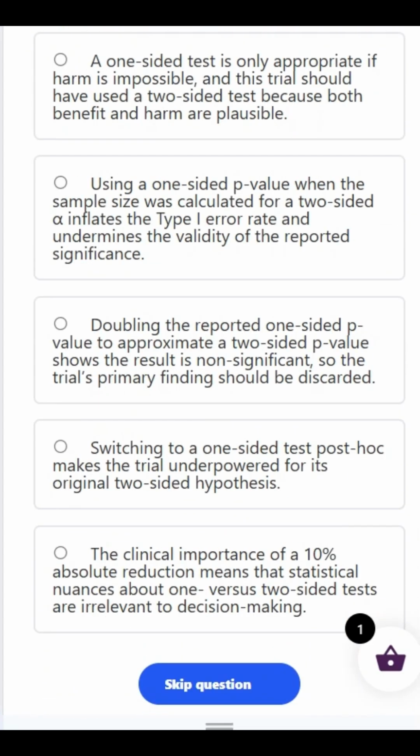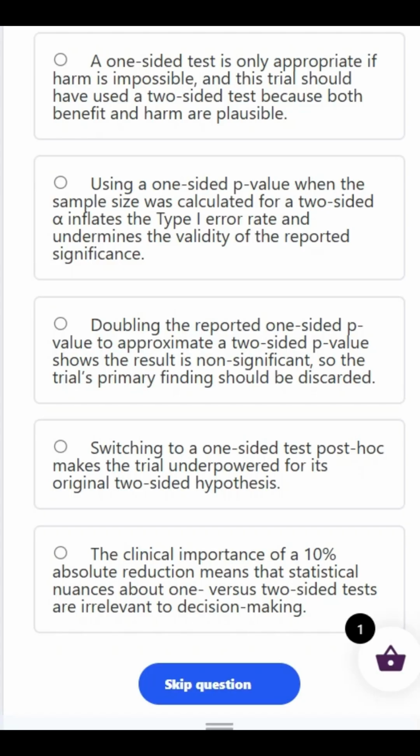Here are the options. A. A one-sided test is only appropriate if harm is impossible, and this trial should have used a two-sided test because both benefit and harm are plausible. B. Using a one-sided p-value when the sample size was calculated for a two-sided alpha inflates the type 1 error rate and undermines the validity of the reported significance.